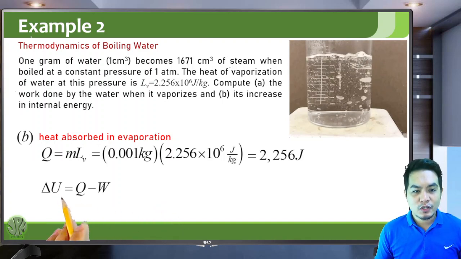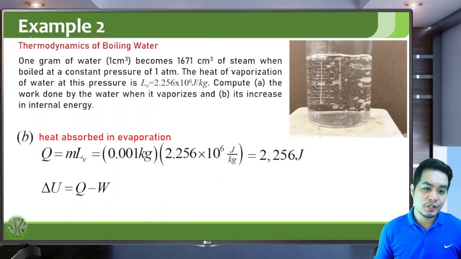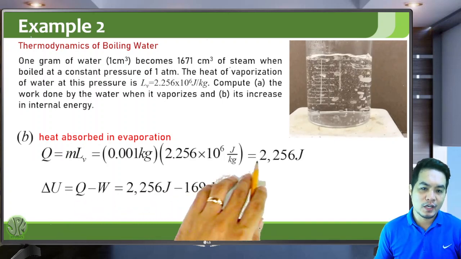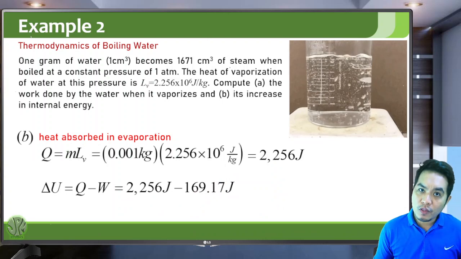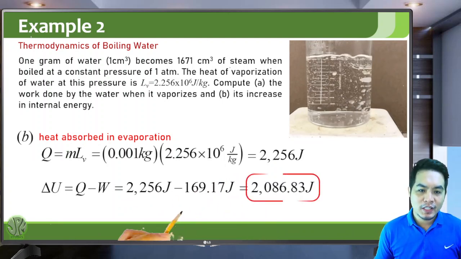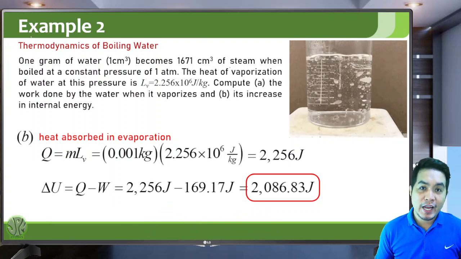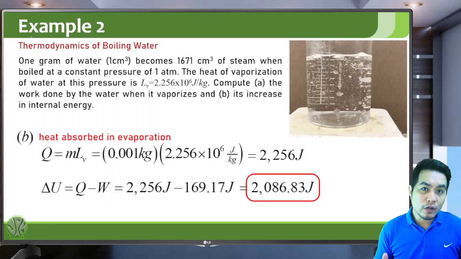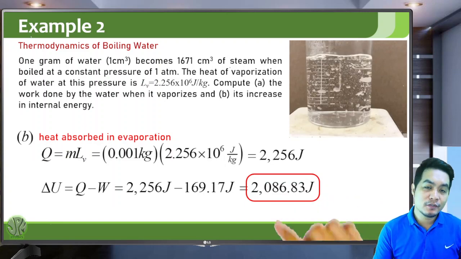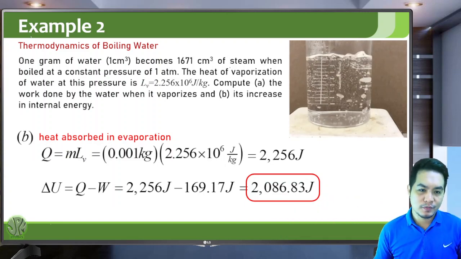So we can now solve for the change in internal energy of the water. It's just Q minus the work. We now have Q, and we have solved the work in the previous problem, and we get 2,086.83 joules. So in this case, the internal energy of the boiling water actually increases by more than 2,000 joules.